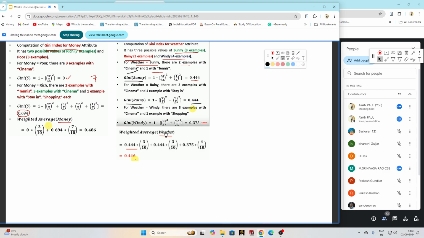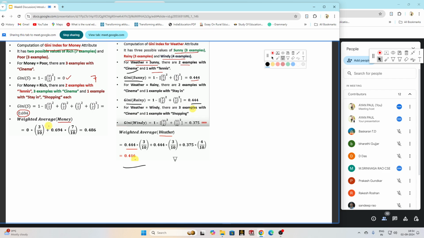Now how will we find the weighted average? You will multiply your Gini of Sunny by the Sunny examples. How many examples are there for Sunny? 3 examples out of 10, so that is why 3 by 10. For Rainy, we have 3 examples, so again 3 by 10. And Windy, we have 4 examples, that is why 4 by 10. So by that we are finding the Gini index of the weather, which is coming to 0.416.